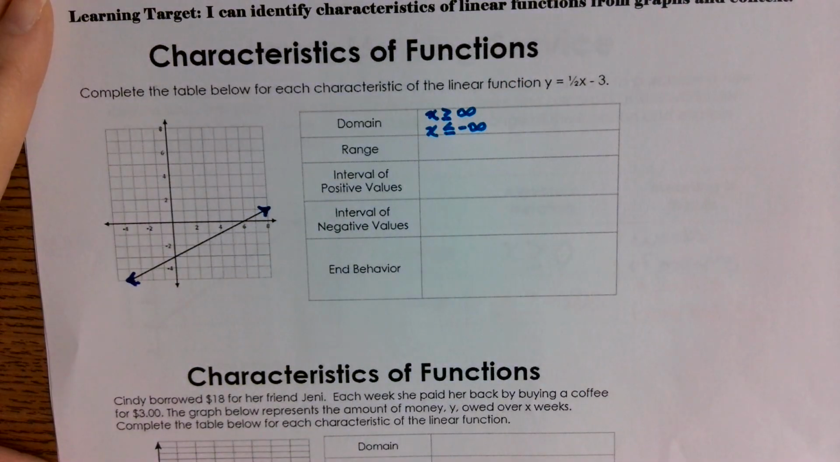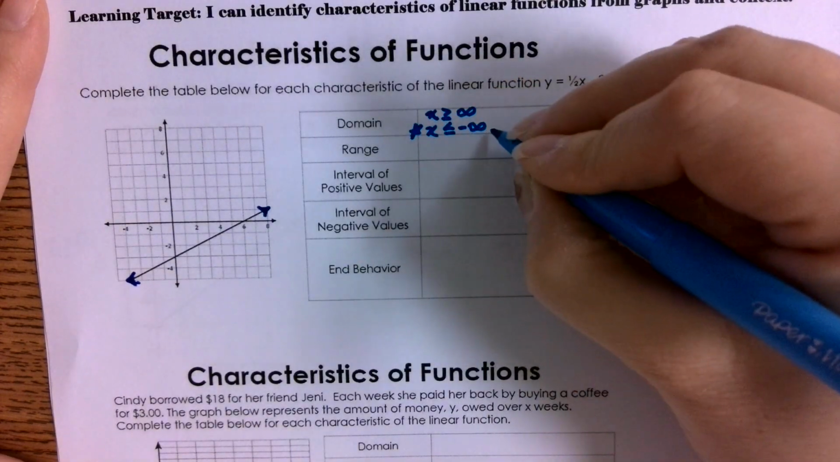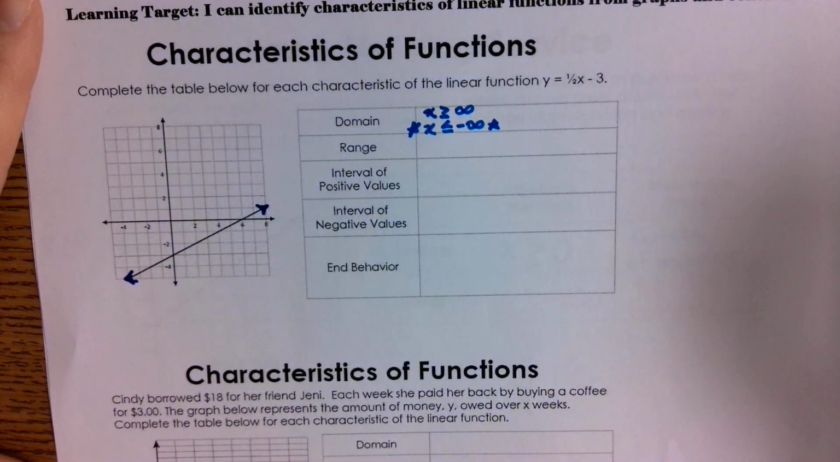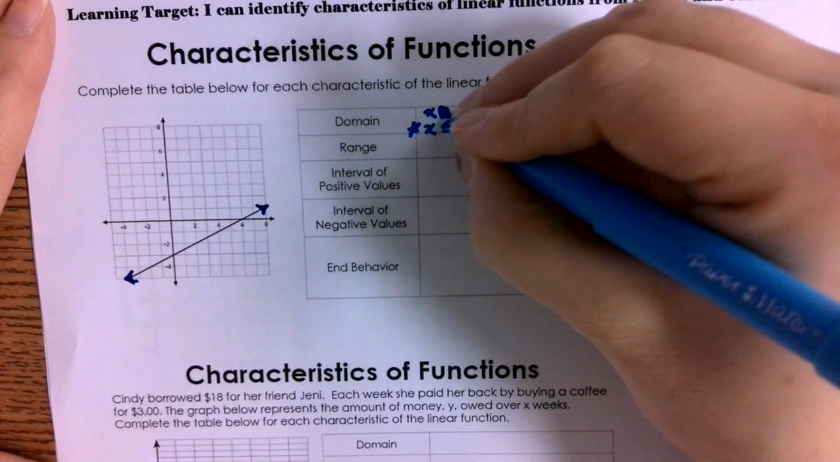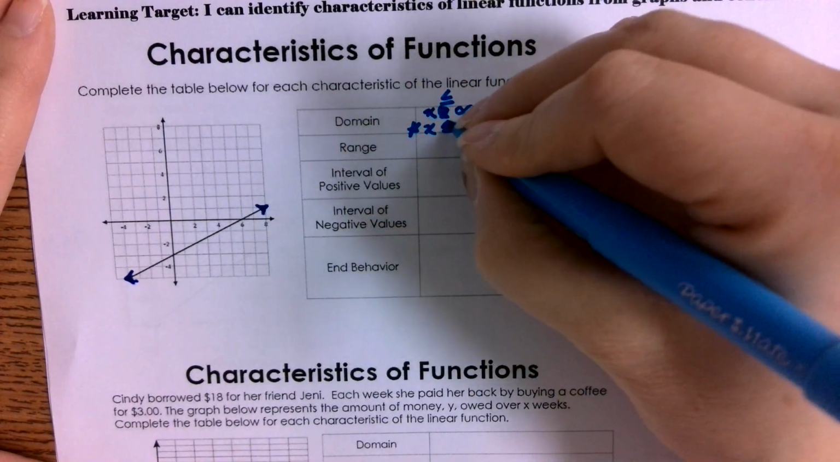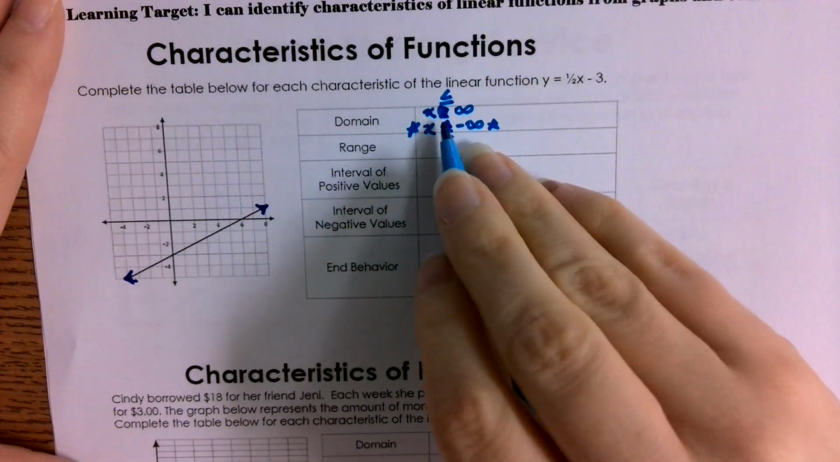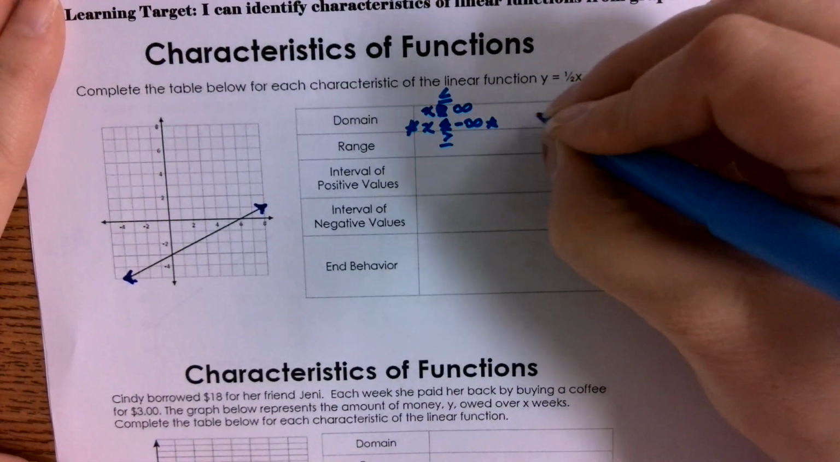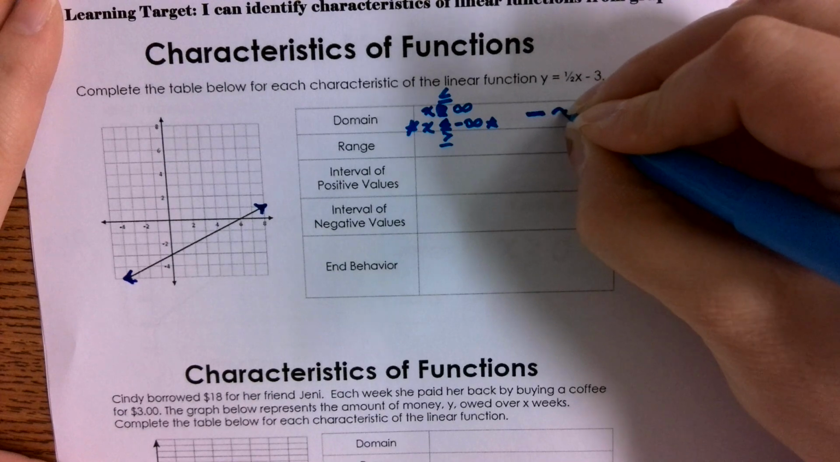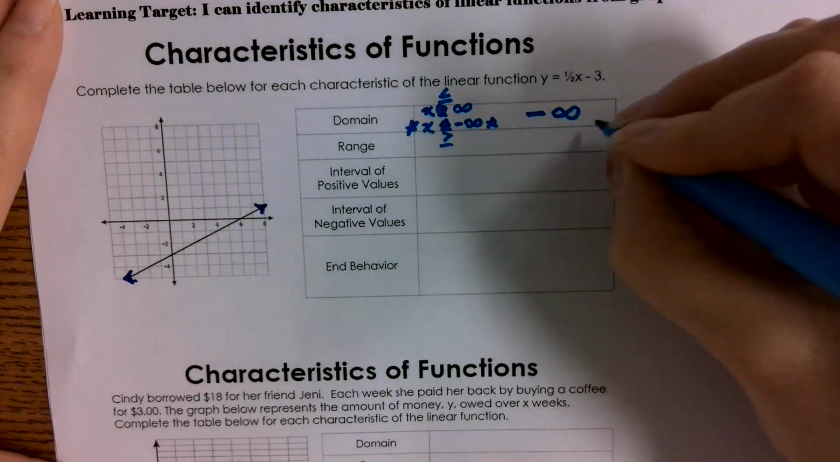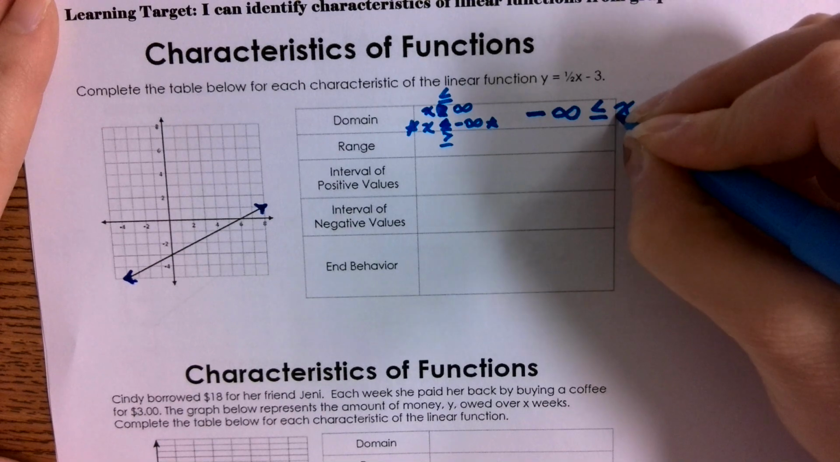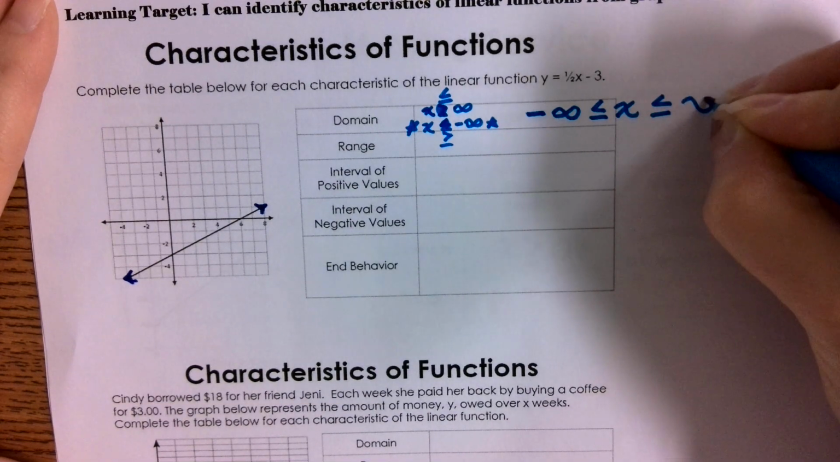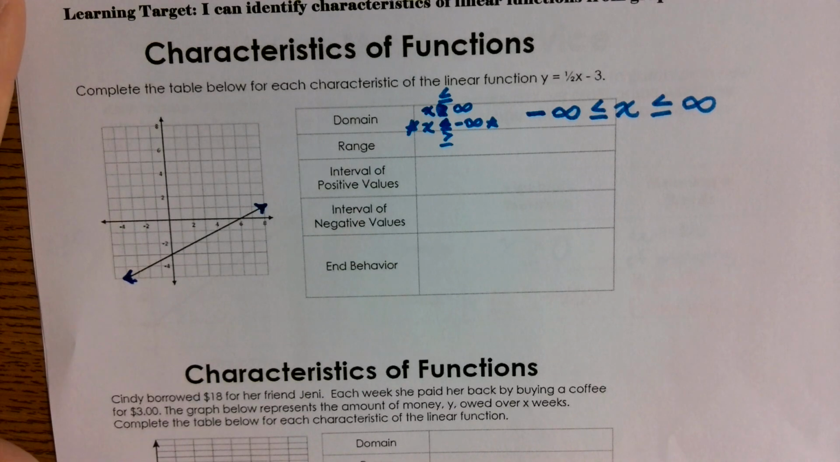I miswrote that. Less than or equal to and greater than or equal to. I apologize. x is less than or equal to positive infinity and greater than or equal to negative infinity. If I were to write that as one whole statement, it would be negative infinity is less than or equal to x, which is less than or equal to positive infinity. This showcases that the value is going to go on in all directions. You could also state that it is all real values.